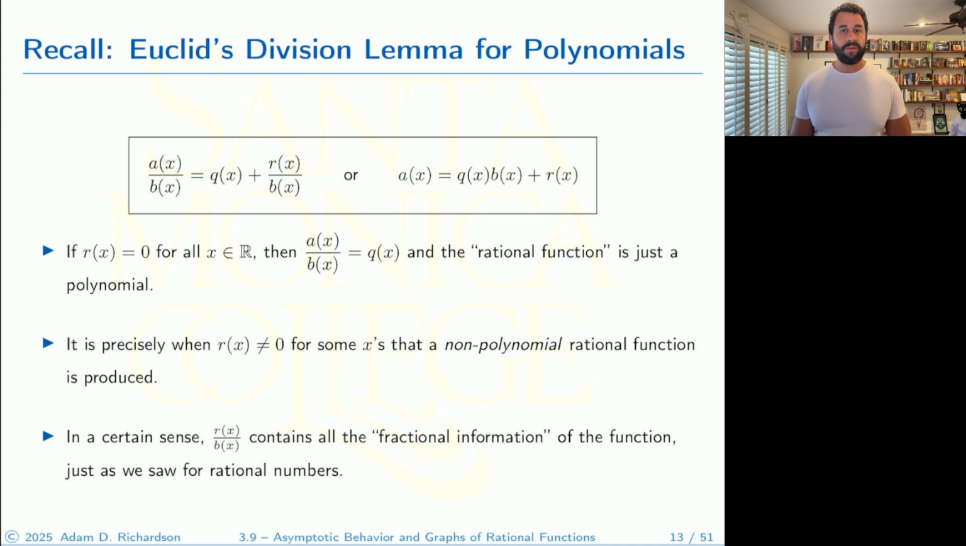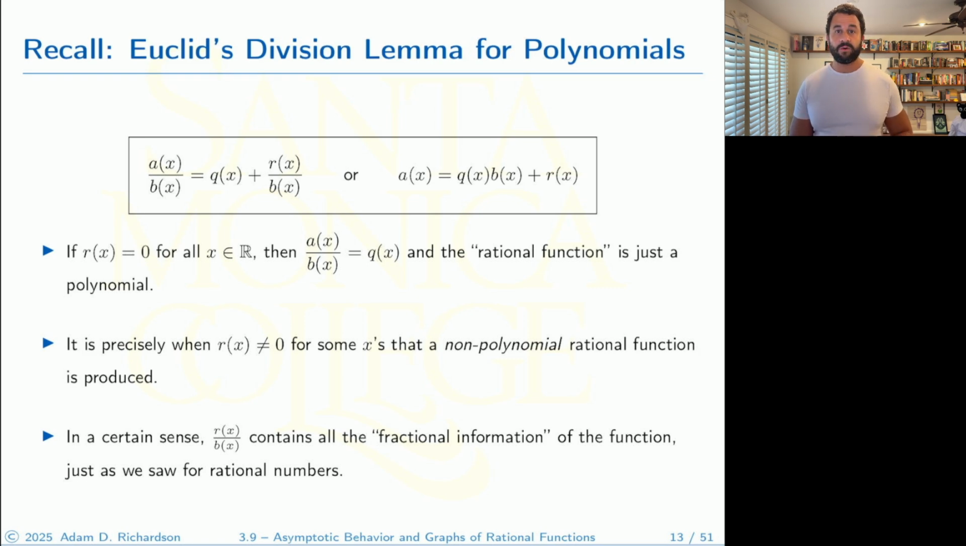So maybe some details here, some stipulations. If r of x is equal to 0, that means the remainder is equal to 0. But if the remainder is 0, then your rational function is just a polynomial with some holes in it, right? So really we want a remainder. If we have a remainder, then we're going to have a true rational function in some sense. So it's precisely when r of x is not 0 for at least some x's that a non-polynomial rational function is produced. So we're going to specifically talk about those. We're not just going to talk about polynomials only, all right?